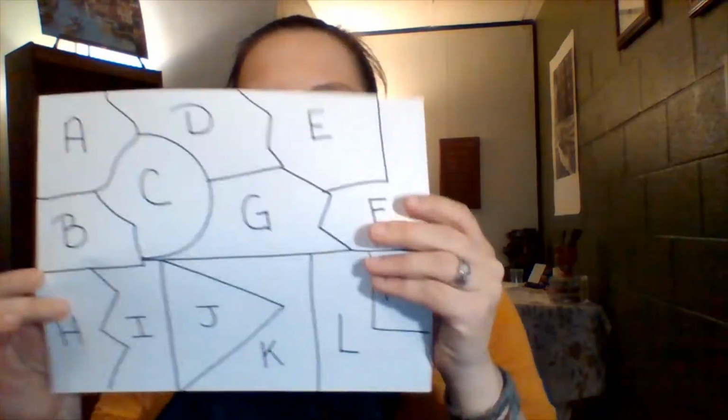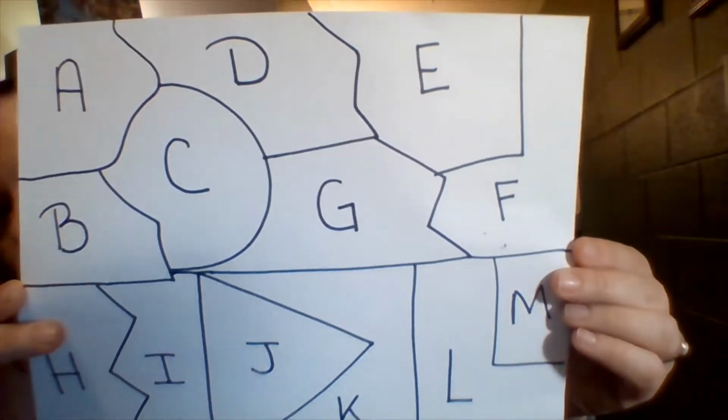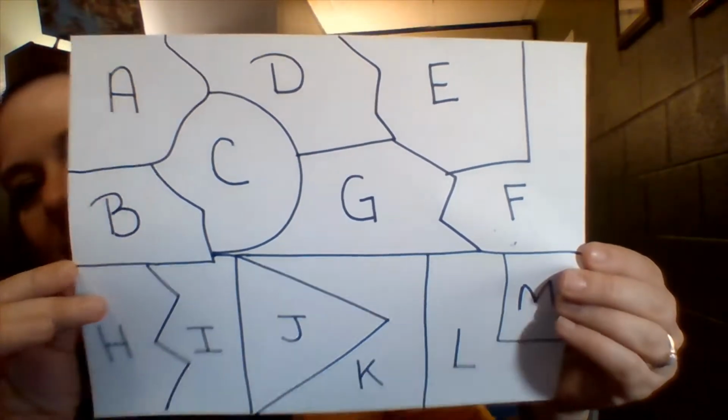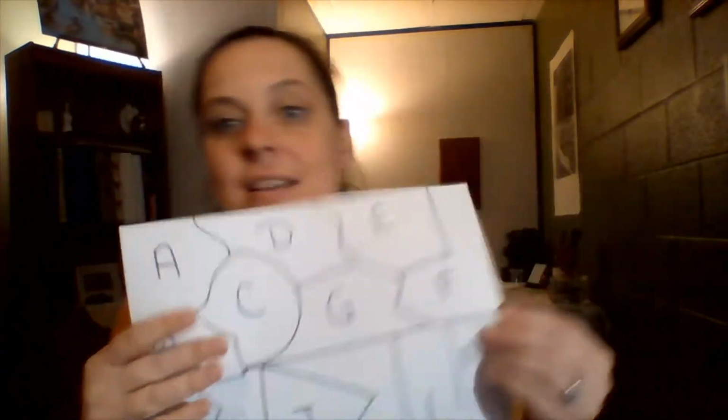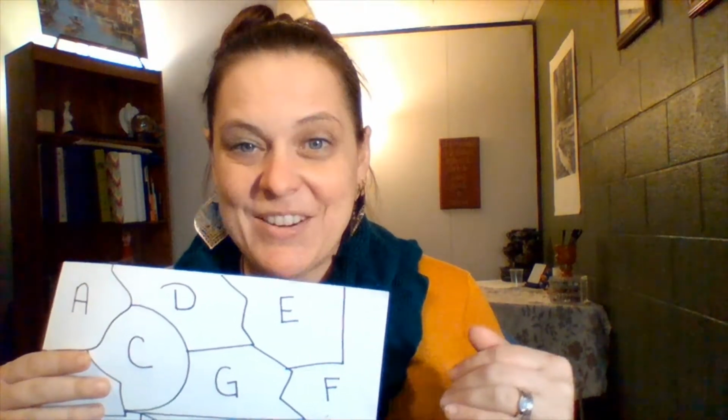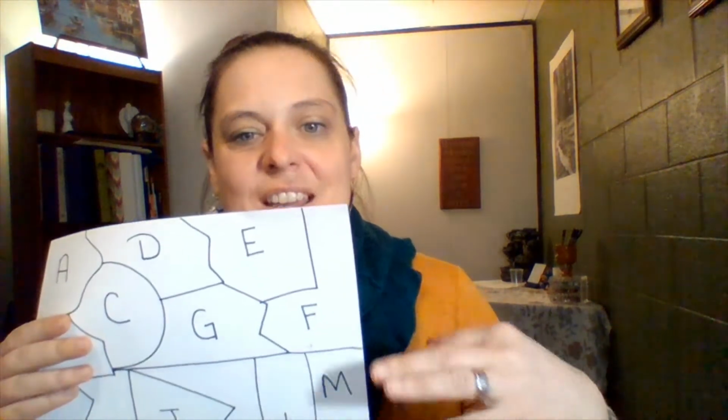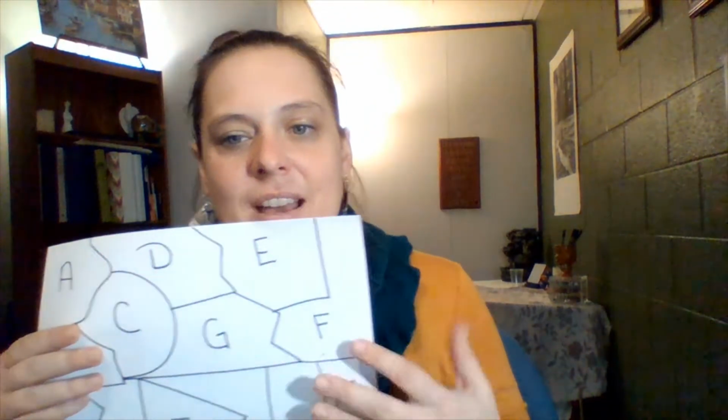The next one is a puzzle game, and I just took a piece of paper and I wrote some letters out like this. I just made the lines myself, however I wanted to make the lines. And then I cut these out, and they can use their cutting skills to learn how to do that too. They can cut all these lines out and then try to put this puzzle back together.